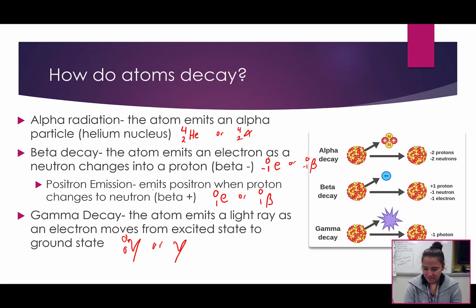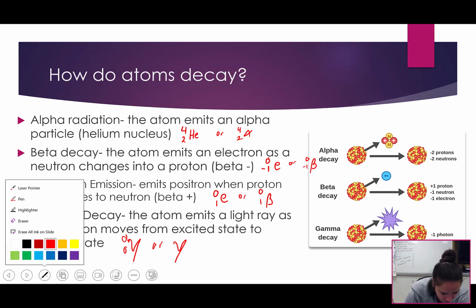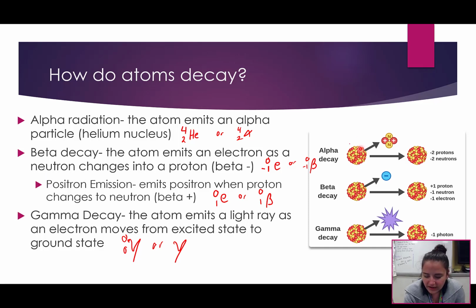In alpha decay, the nucleus emits a helium nucleus, so that the daughter nucleus is going to be -2 protons and -2 neutrons. In beta minus decay, it emits that negative charge, so the daughter nucleus will be +1 proton and -1 neutron. And in gamma decay, it just emits light, so there isn't really a big change to the nucleus.